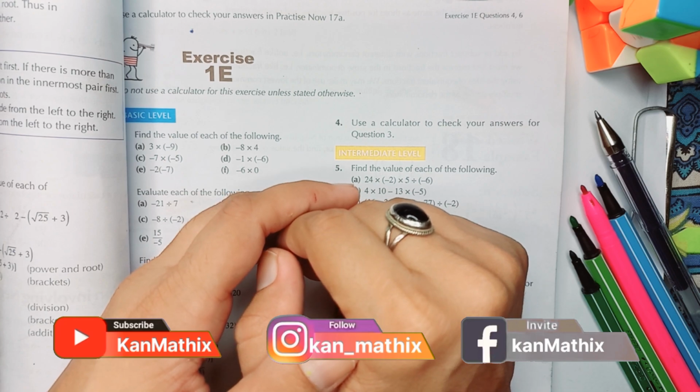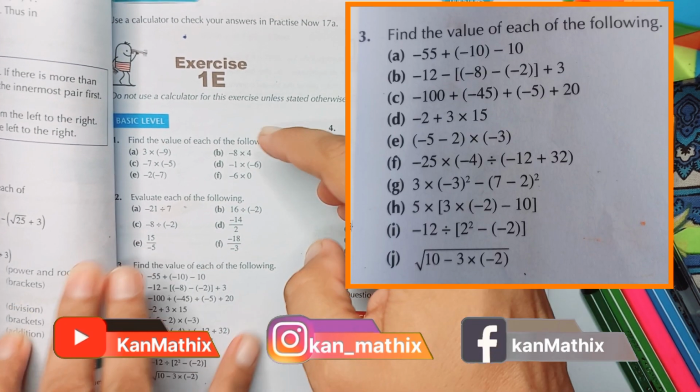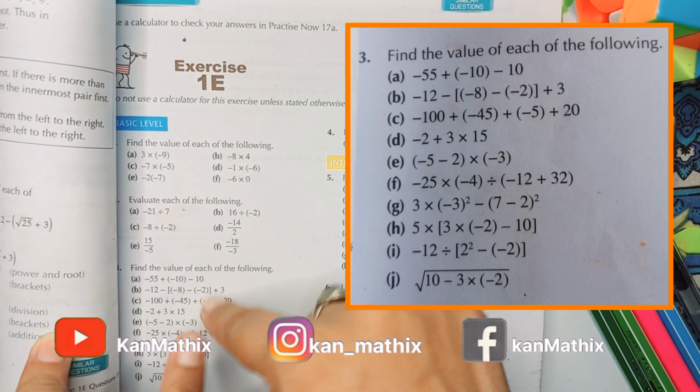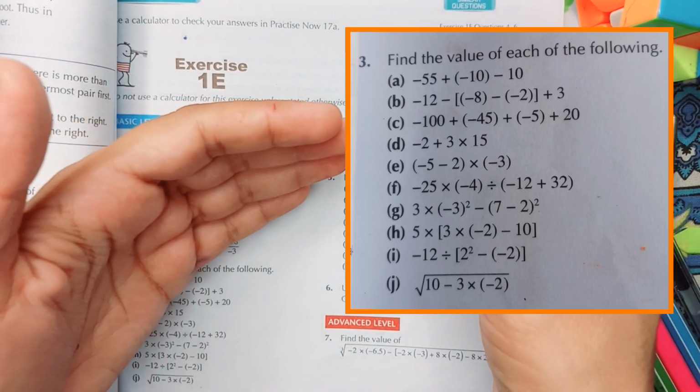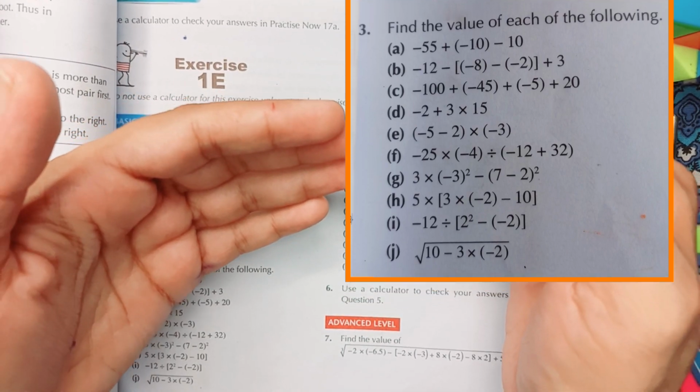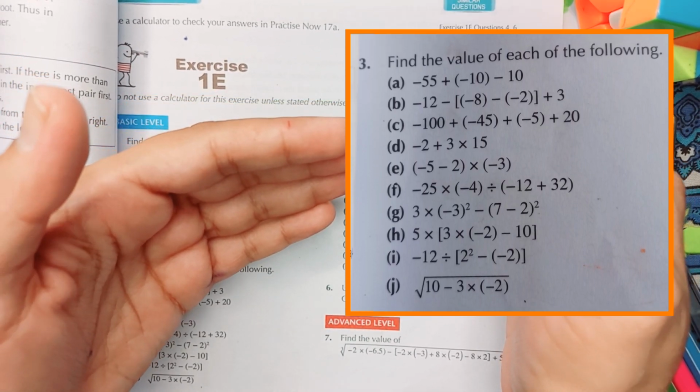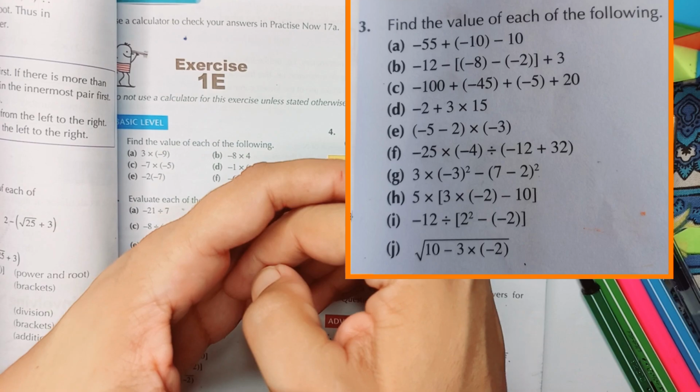Dear students, today we will do question number 3 of exercise 1E and our chapter is chapter number 1, primes, highest common factor, lowest common multiple and integers.